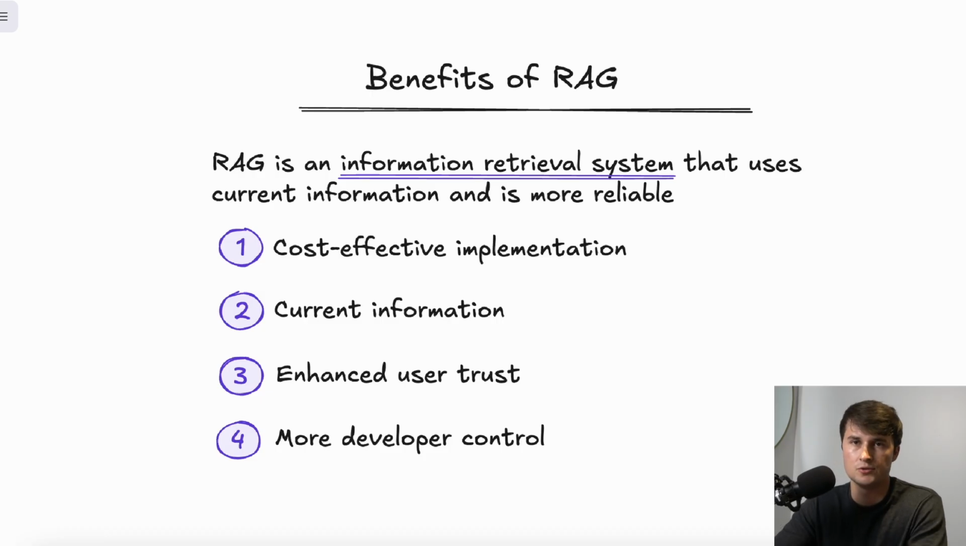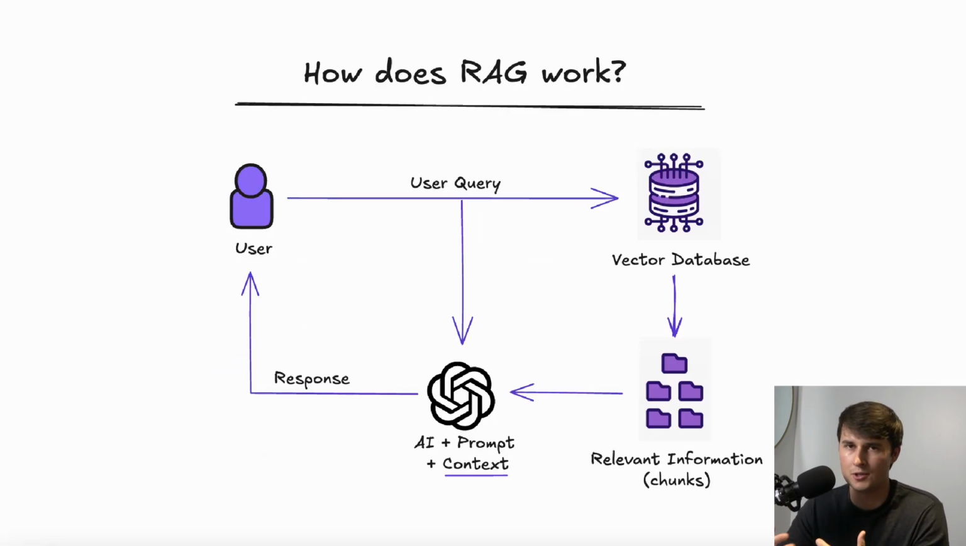There's also ways to attribute the sources at which the information is coming from. And finally, there's more developer control. Since you can change and control the large language model's knowledge base, this gives developers much more flexibility to test and improve their chat applications. So at the end of the day, there's no guesswork going on here. RAG helps provide reliable and up-to-date information, and it's not just going to make up an answer based on training data.